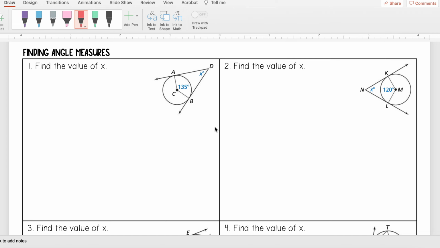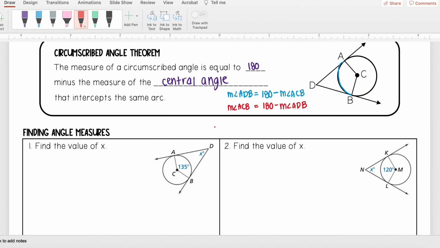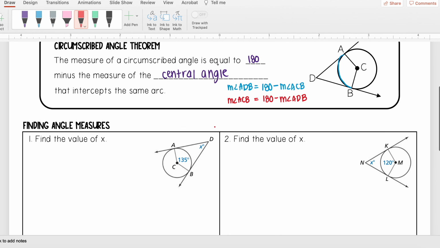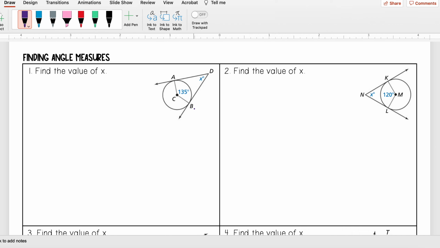In this video, we're going to be looking at using the circumscribed angle theorem to actually find the measure of those circumscribed angles. So for number one, I want to find the value of x, and I know from my theorem that x, my circumscribed angle, is going to equal 180 minus the measure of my central angle. And so I see that the measure of my central angle here is 135. So that means that x is going to equal 180 minus 135. And so when I do 180 minus 135, I get that x is equal to 45.